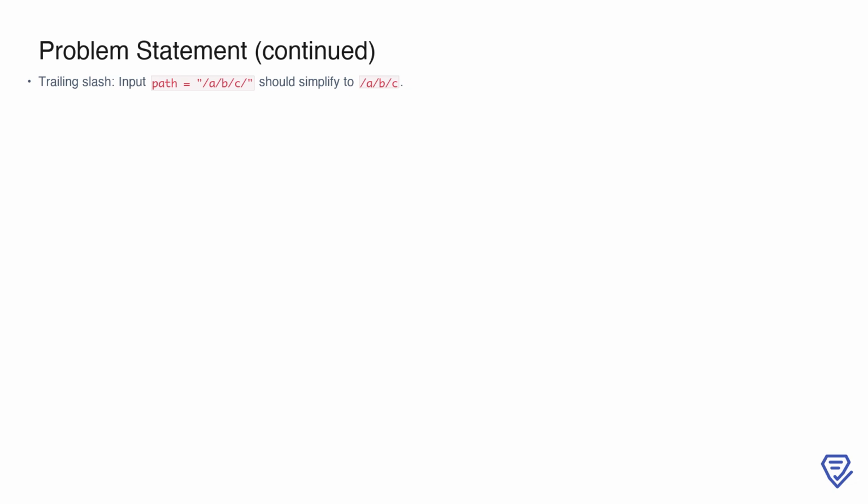Some edge cases include consecutive slashes, which should be reduced to a single slash, and paths that consist only of .. or . symbols. For example, /../ simplifies to / because we cannot go above the root. Similarly, /./ also simplifies to /. Trailing slashes, such as in /a/b/c/, should be removed in the canonical form, resulting in /a/b/c. By addressing these edge cases, we ensure that the output always represents the shortest and most accurate canonical path.